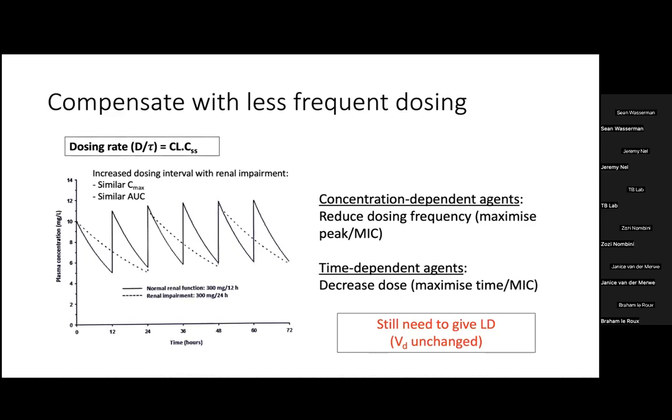But remember, this is a clearance issue. And in critically ill patients, it doesn't matter what the renal function is, what the clearance is, you still need to give a loading dose, because the volume of distribution is increased in critical illness and is not affected by clearance. They're two independent parameters affected independently by different physiologies, or the same physiologies, but independently. And this is an important principle. So in a patient with renal failure, you still need to give the same loading dose, just reduce the maintenance dose, either in terms of frequency or in terms of dose.